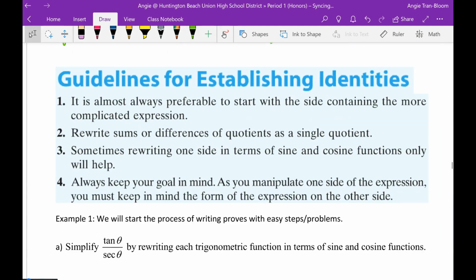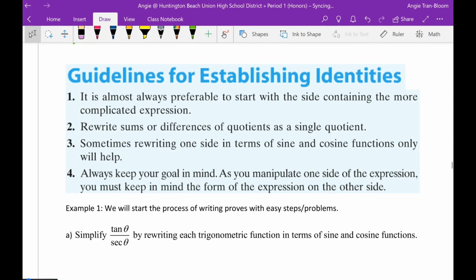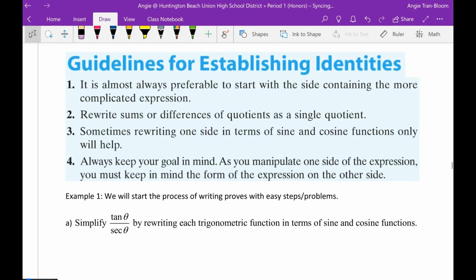These are guidelines. Guidelines just means sort of suggestions, okay? No, it's not set in stone. Number 1, can you help me, Celine, read guideline 1? It's almost always preferable to start with the side containing a more complicated expression. Yeah, I know. We normally don't want to do things that are difficult, but when you are doing proofs, you want to start on the side that is scary looking, the side that you don't want to touch. That's where you want to touch, okay?